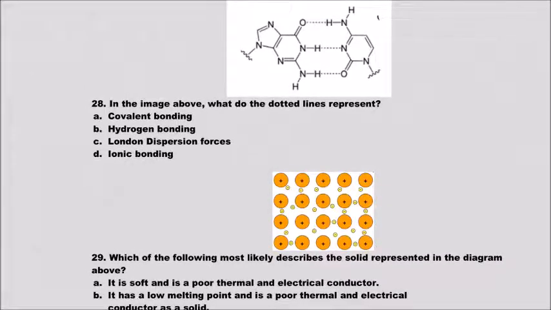All right, 28, in the image above, what do the dotted lines represent? Well, there's an oxygen having an attraction to a hydrogen. That hydrogen is on a nitrogen. Let me check the next one. This hydrogen is attracted to nitrogen. That hydrogen is bonded to a nitrogen. Those all look like hydrogen bonding for sure.